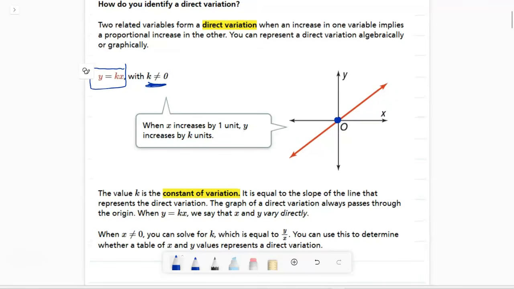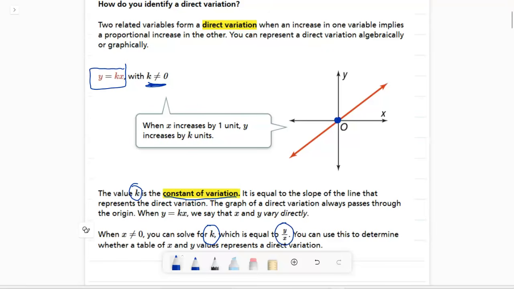The k is called the constant of variation. So the letter k is the constant of variation. And the way that we can find k is by taking the y and the x and dividing them.